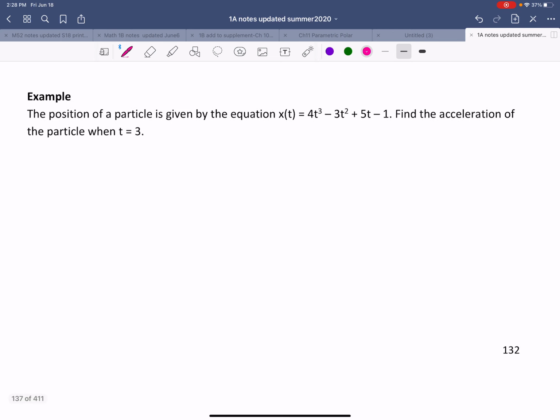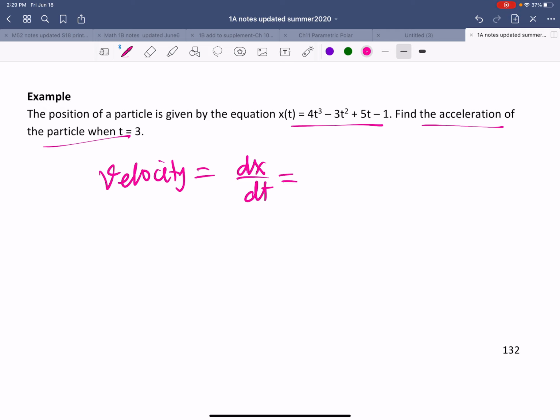The position of a particle is given by this equation. Find the acceleration of the particle when t is 3. Here t is time, x is the position, and we want to find the acceleration. The velocity is equal to dx/dt, because the position is labeled using the variable x. So dx/dt would be equal to the derivative of this function with respect to time, which is 12t squared minus 6t plus 5. Now we look at the second derivative, d squared x over dt squared, which is acceleration.